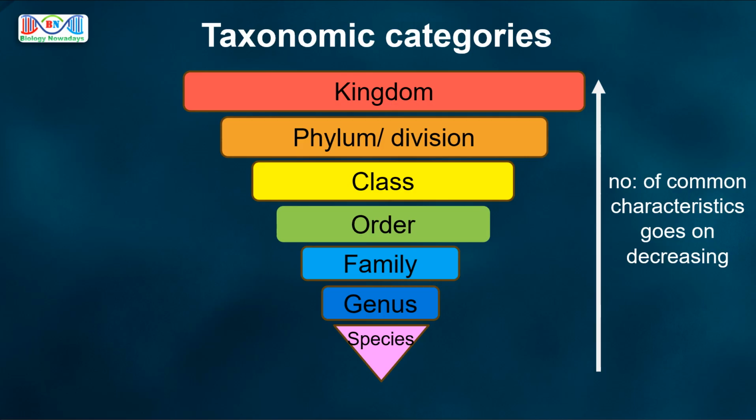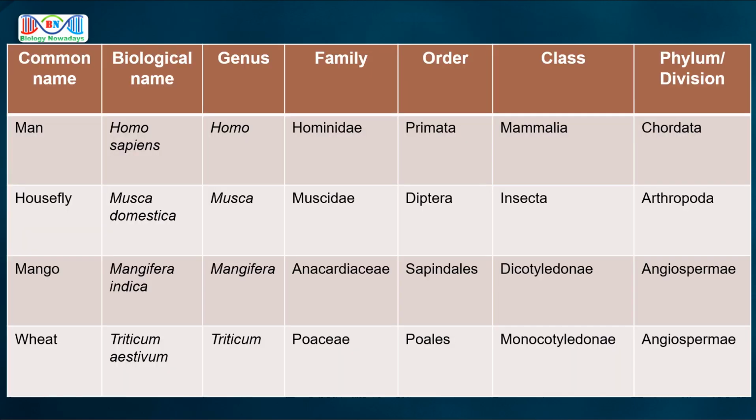When you learn this chapter, be thorough with the ascending order of the taxa in taxonomical hierarchy, that is from species to kingdom, and also the point that as we go higher from species to kingdom, the number of common characteristics goes on decreasing. Here is a table with the scientific names of some common plants and animals. Study this table for a better understanding about various taxa.